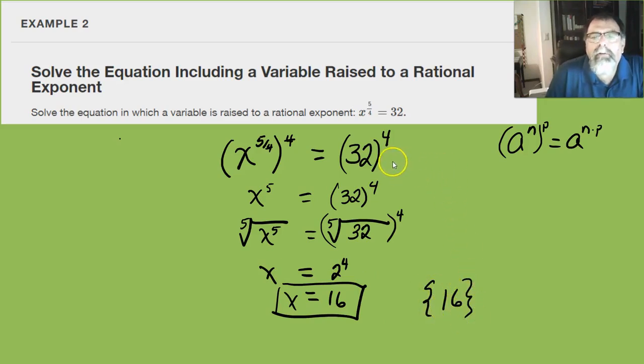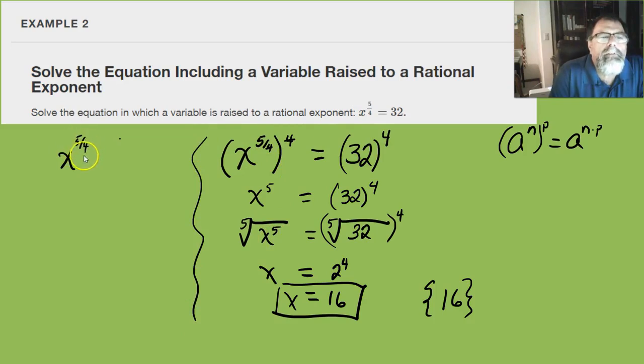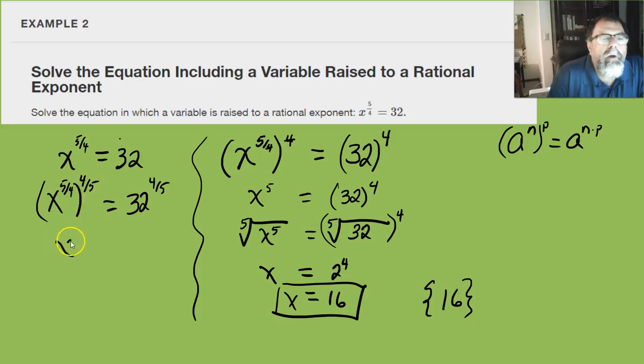Now, an alternate way to do it, using the same idea: when I solve it, I just want x to the 1st power. So I could have done, let me just write it over here, x to the 5/4 power equals 32. I can just take each side and raise it to the reciprocal of that exponent, which is 4/5. And 32 to the 4/5. So here, when you multiply, you get 20 over 20, which is just 1. x to the 1, which is just x.